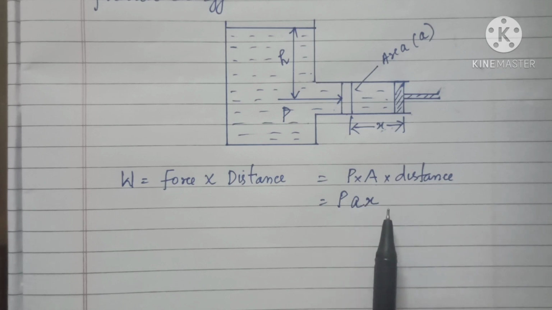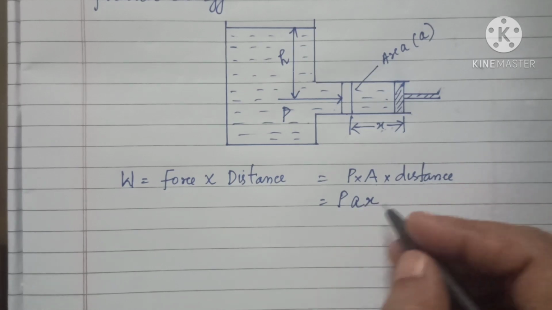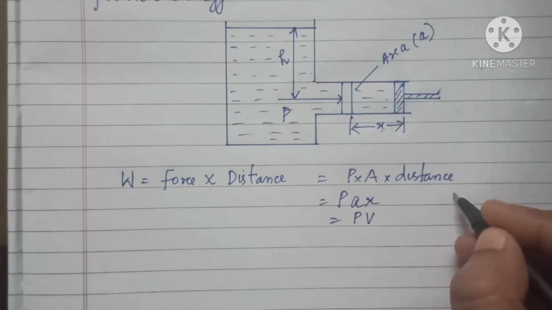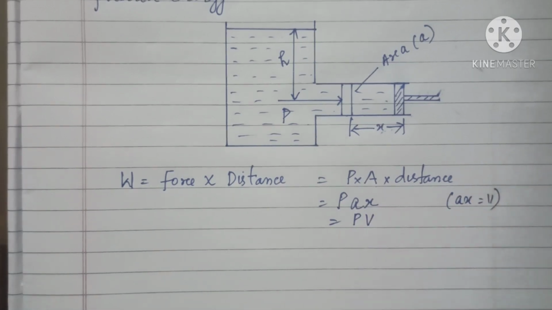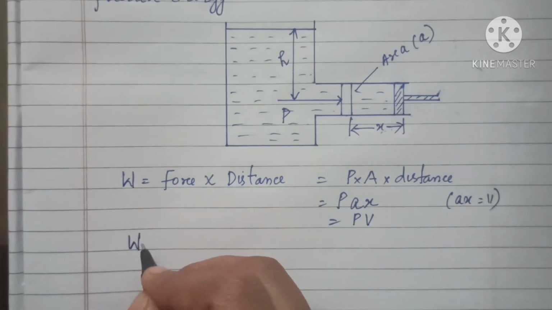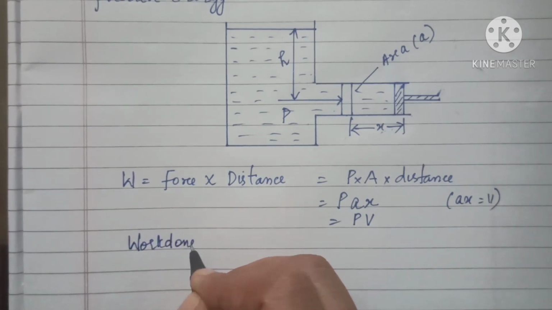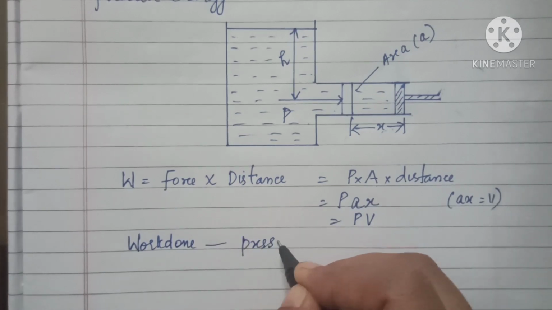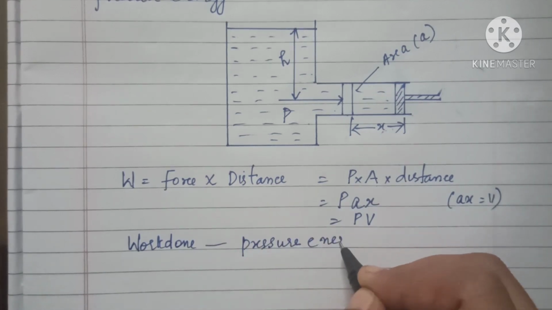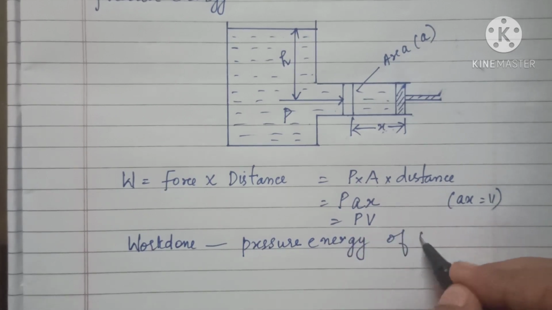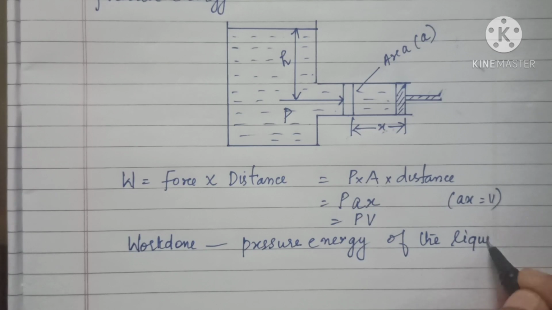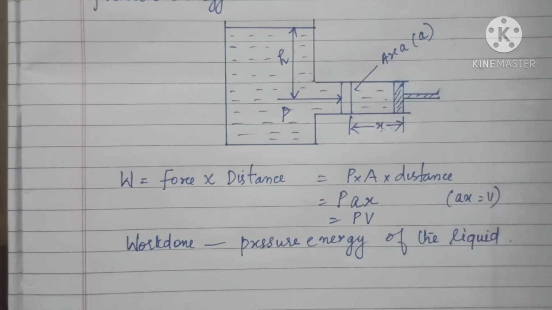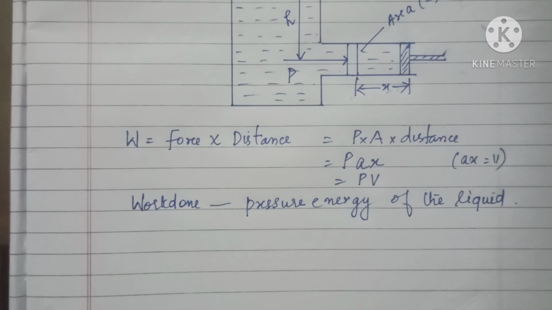Clear? Now what is this area into x? Area into x is the volume swept by the piston. So you can take it as P into V, that is Ax is equal to V. P into V, and this is the work done. Actually this work done is stored as the pressure energy of the liquid. Clear? So this is the expression for pressure energy. What is the expression? P into V.